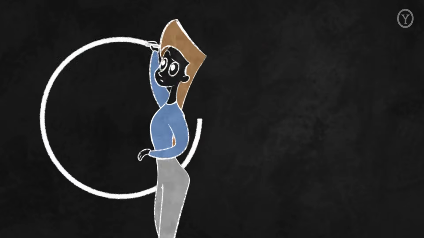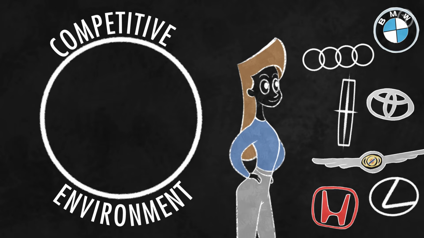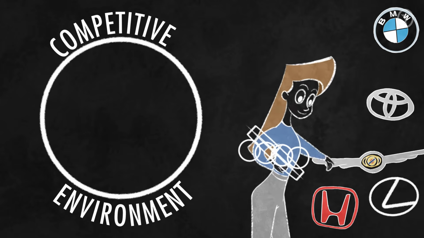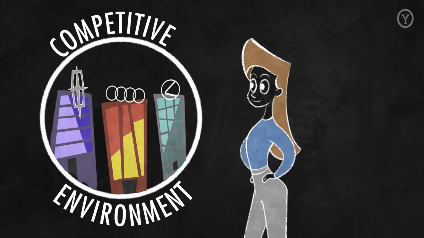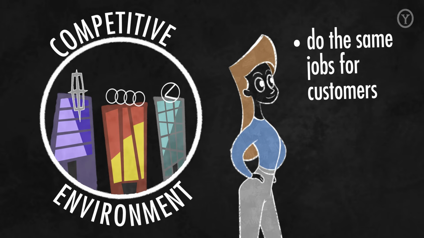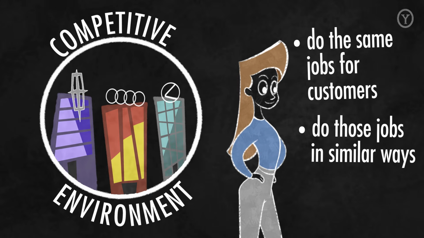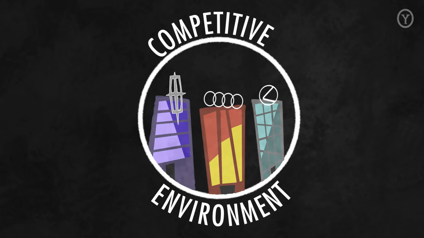Conceptually, we can now draw a circle that represents our competitive environment. Competitor companies, or companies that do what we do and may compete with us for customers, go inside of the circle. These are companies that do the same jobs for customers that we do, and that generally do these jobs in similar ways. Every other company or organization goes outside of the circle. Let's set them aside for now and come back to them later.